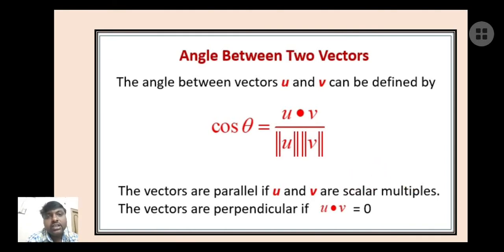In the same way, if your vectors are perpendicular, then the angle between the two vectors theta is 90 degrees. So cos 90 is 0, then u bar dot v bar is equal to 0. I mentioned it here.